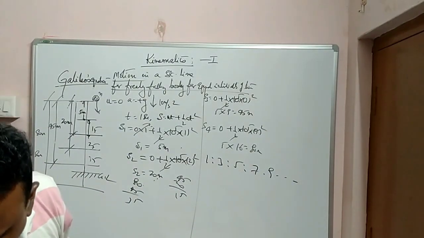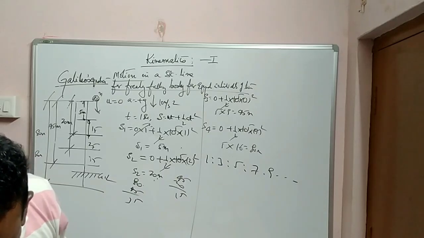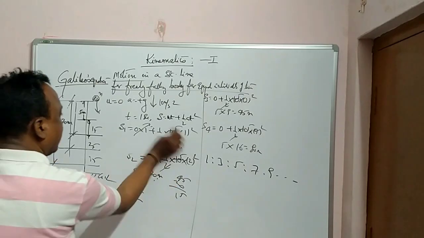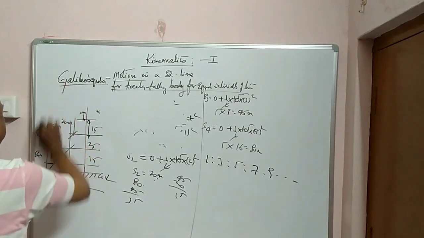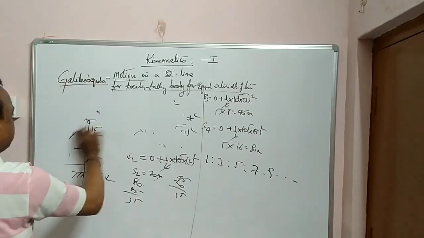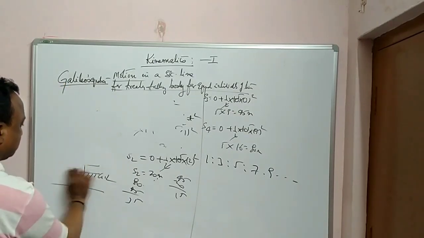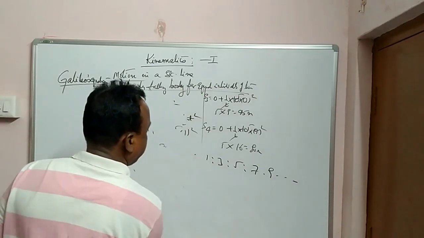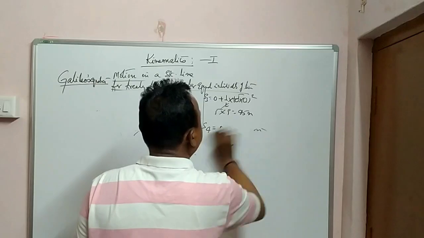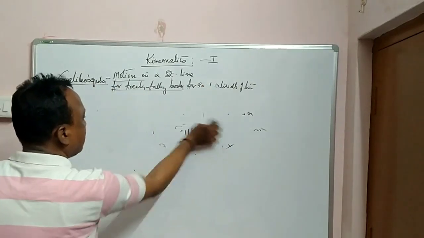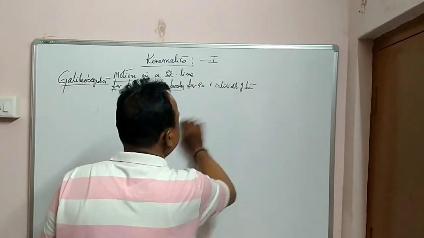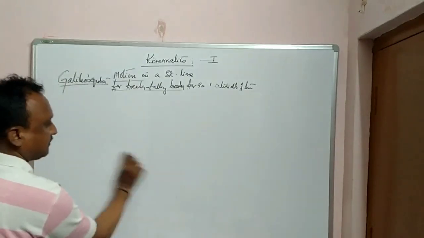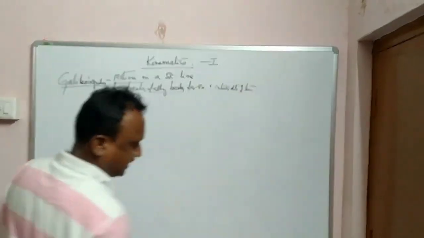Now we will solve a numerical by using this formula. A very important numerical, it comes in the examination. Okay, is it clear to all of you now? So finally we got a ratio for Galileo's equation. By using this we will solve a small numerical from the examination point of view. A regular question asked in the exam.